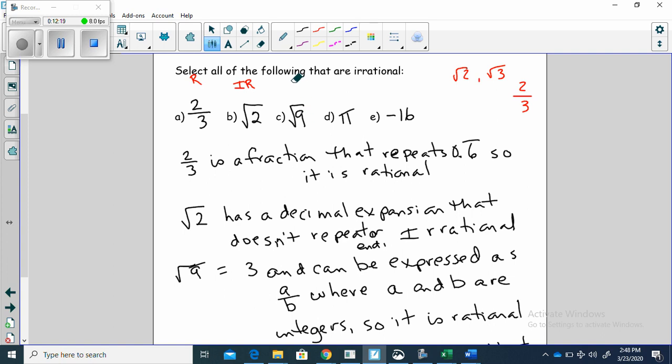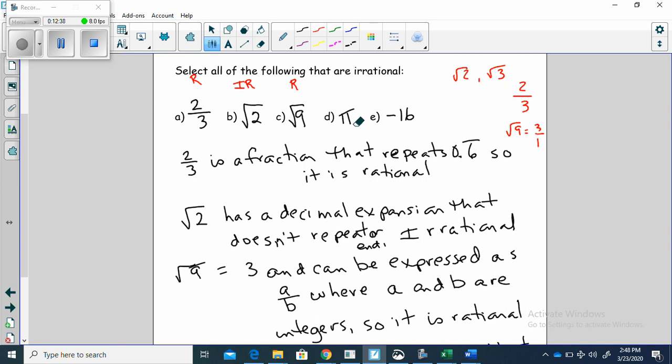How about the square root of 9? Isn't the square root of 9 equal to 3? 3 can be expressed as 3 over 1. This is expressed as a over b. Its decimal expansion would end because it would be 3.0. So this one is rational.